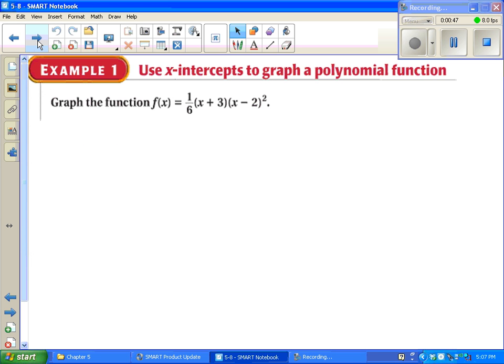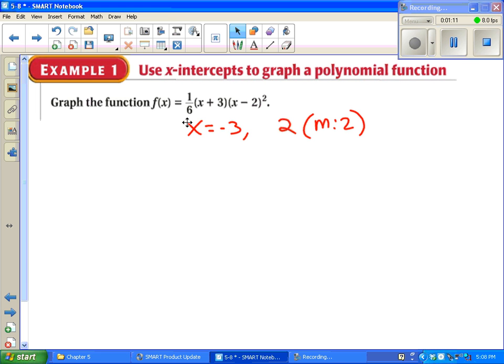So our first problem says graph this function. This is already factored, which should make you feel good on the inside. Because it's already factored, we can say, oh, the zeros are -3 and 2. And this one has a multiplicity of 2. So we can already put those in a graph. Before we do that, let's figure out some more stuff.